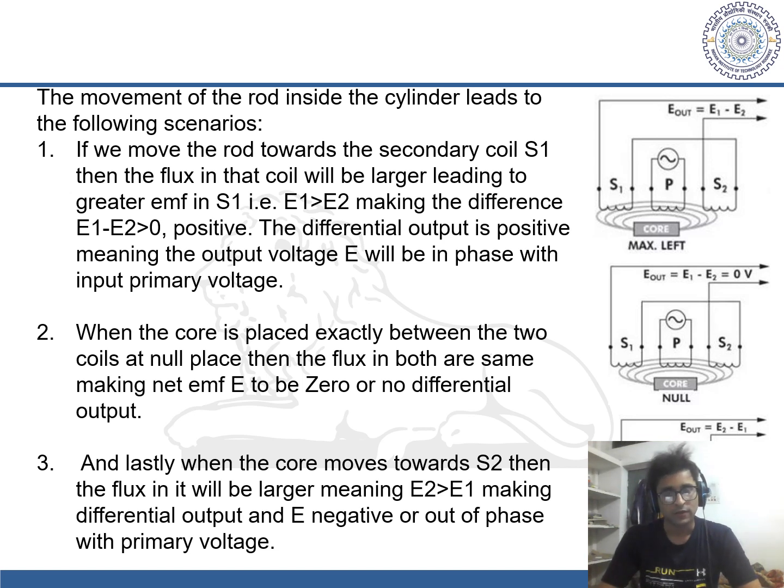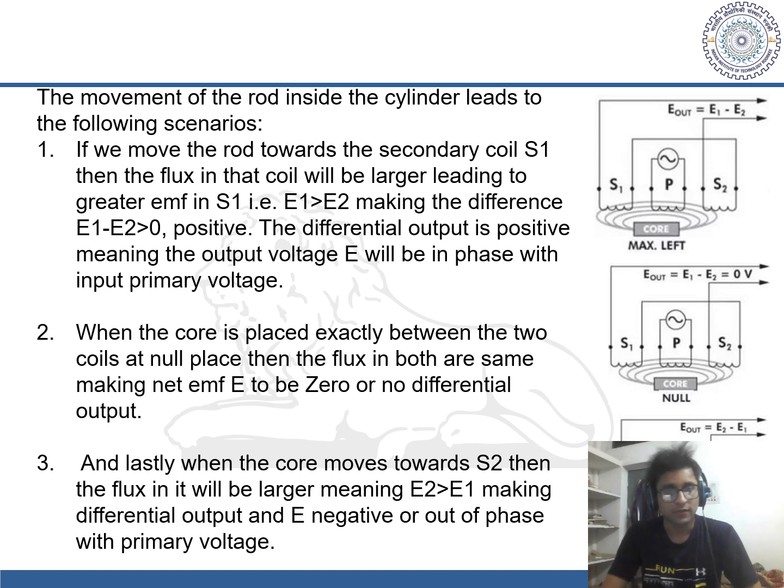So here is the diagram of it, which is shown on the right hand side. We can see that if we move the iron rod towards the secondary coil S1, then the flux in S1 will automatically get amplified due to the magnetization of the core. Hence, the flux in S1 will be greater than in S2, and correspondingly the EMF will be greater. So E1 minus E2 will be a positive number, which means that the phase of the output voltage is in relation with the input primary voltage phase.